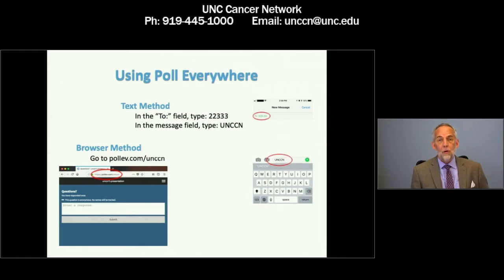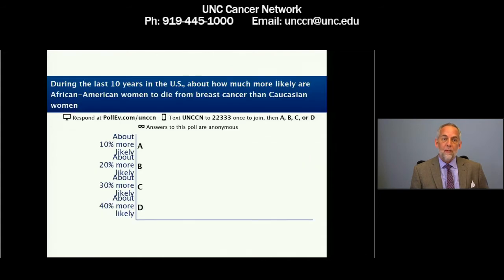However, if you don't have access to a browser or would prefer to text, you can do that as well. What you'll do is one time you're going to text to the number 22333, and in the message field, you'll type in UNCCN. Do that one time. It will respond and say that you've joined, and then you can just respond with the appropriate letters or type in your questions at the end. Let's see what that looks like.